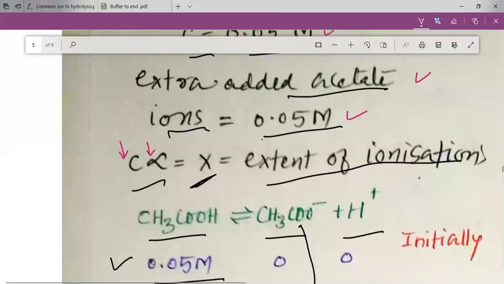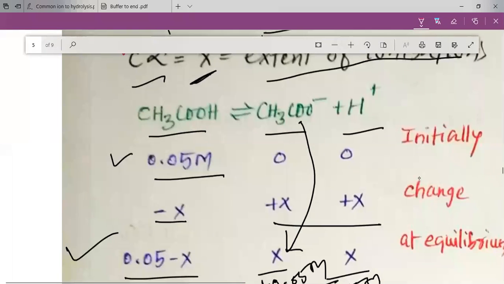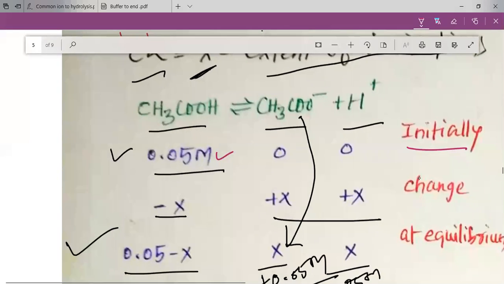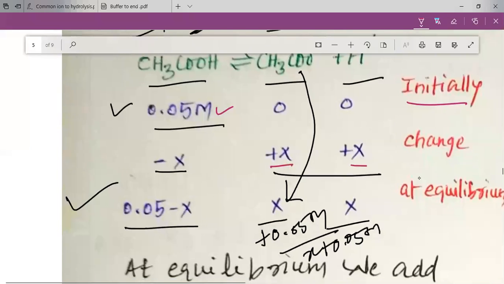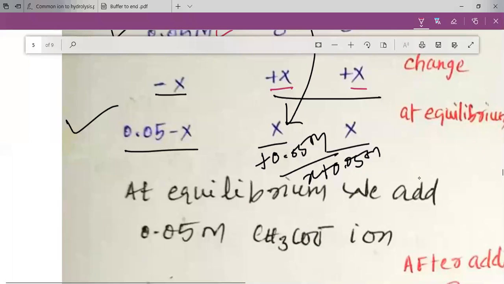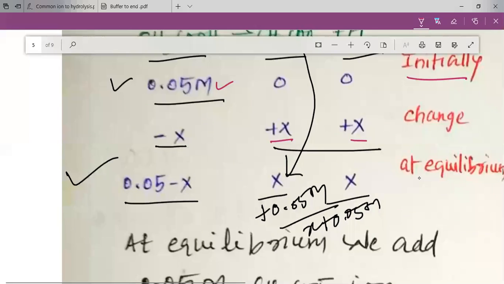We know that CH3COOH ionizes into CH3COO minus and H plus ion. Initially, we will come to know that the concentration of CH3COOH is 0.05 mole per liter. Now the concentration changes, so the concentration of reactant decreases by minus X and the concentration of products increases by plus X. So at equilibrium, we will have 0.05 minus X, and 0 plus X, that is X, and 0 plus X, that is X.